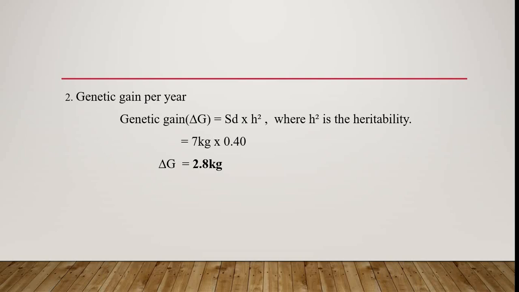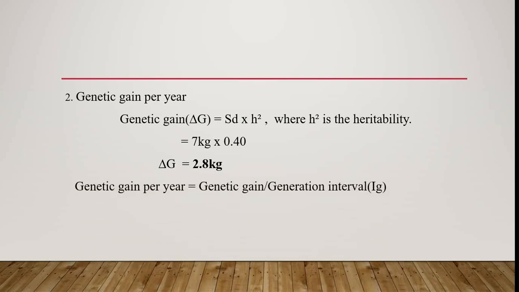So you could divide the genetic gain by 1.5 years. All right. And that gives us 1.87 kilograms per year. So it means that in every year, we get about 1.87 kilograms improvement in the genotype. Right. So that is the answer for genetic gain per year.